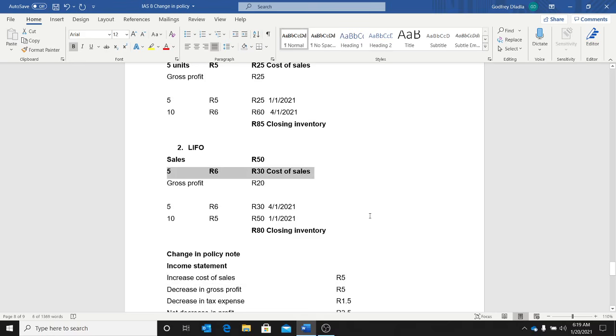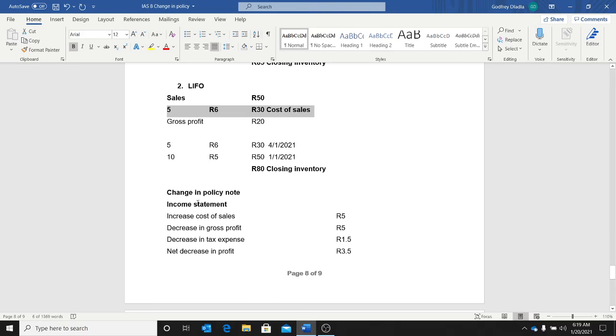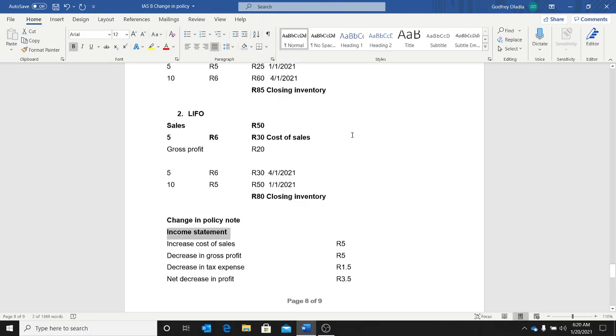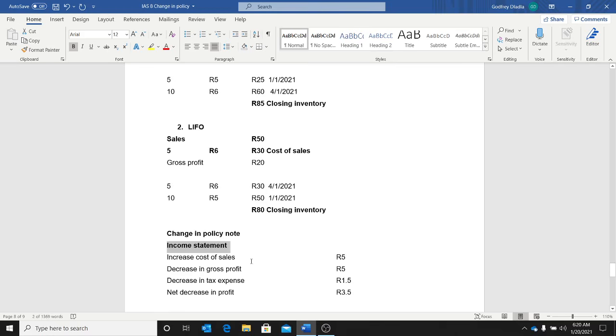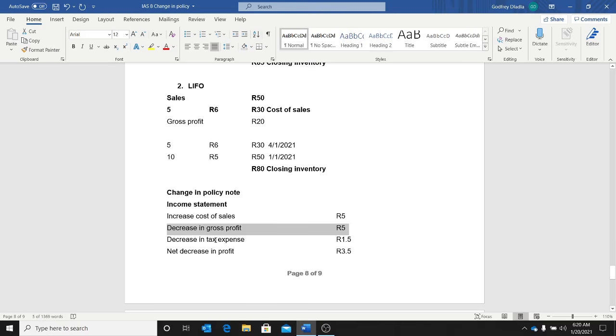Now, if you increase cost of sales by 5, you'll see I've also labeled it here income statement. The cost of sales is an expense. An expense of cost of sales, if it increases, it will decrease the gross profit by 5. Right. Now, profit and tax, they react the same, meaning they go in the same direction. If your profits are decreasing, your tax will decrease also.